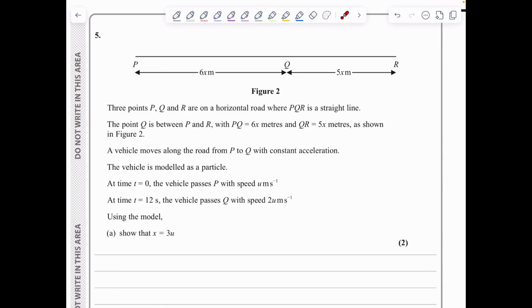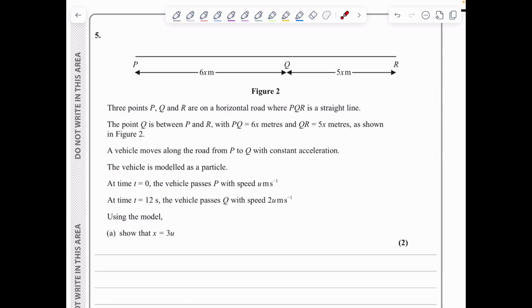In question 5, we've got 3 points P, Q, and R lying on a straight line. Now the distance PQ is 6x meters and the distance QR is 5x meters. A vehicle is moving along the road from P to Q with constant acceleration. When t is 0, we are at P with a speed of u meters per second. When t is 12, we are at Q with a speed of 2u meters per second. And we need to use the model to show that x is 3u.